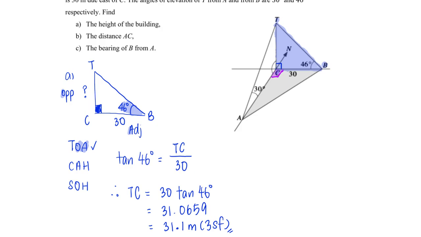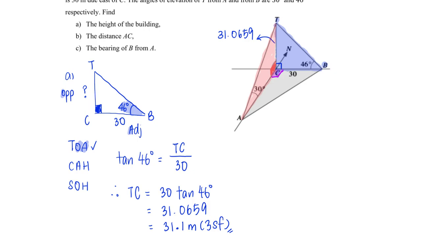For part B, now we are required to find the distance AC. Now that we know this length, which is the height, 31.0659, when I look at the next triangle, TCA, you do need to note that this is actually a right angle triangle as well, because TC is a vertical building.